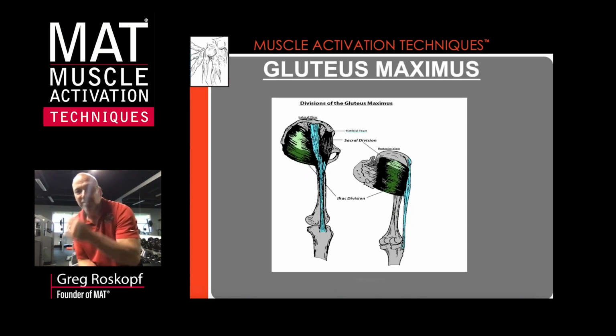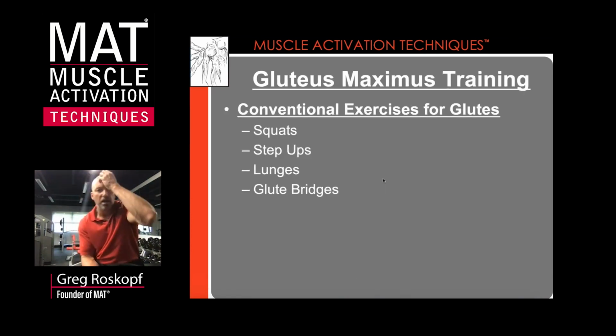Then you look at the glutes. What do these muscles do? They extend the hip. They're hip extensors. So the question that I would ask, if you went into the gym, what would you say would be the main exercises that you use to strengthen the glutes? Conventional exercises for the glutes: squats, step-ups, lunges, bridges. All of these movements are designed to strengthen the glutes.